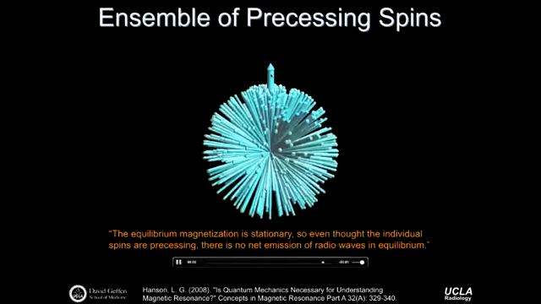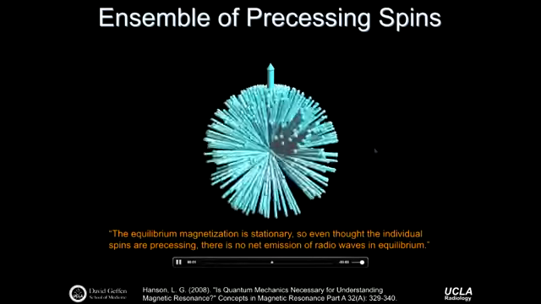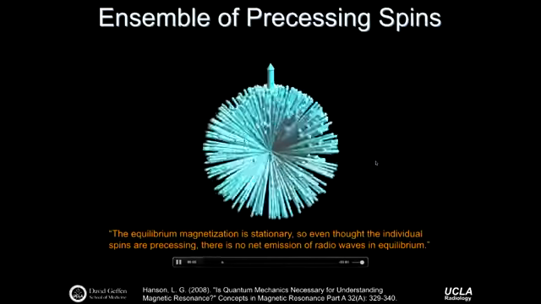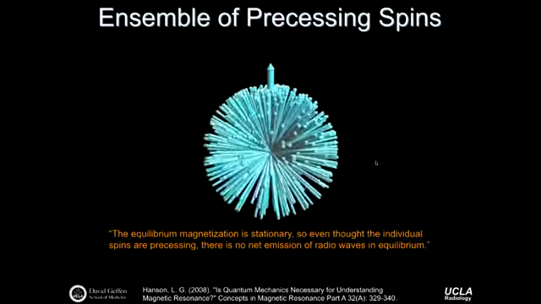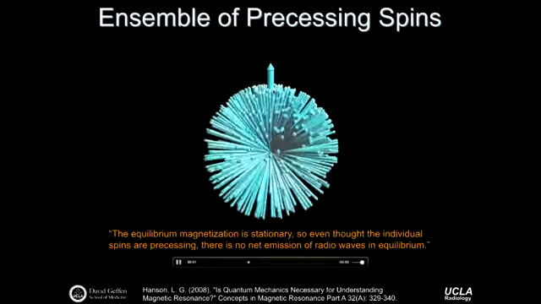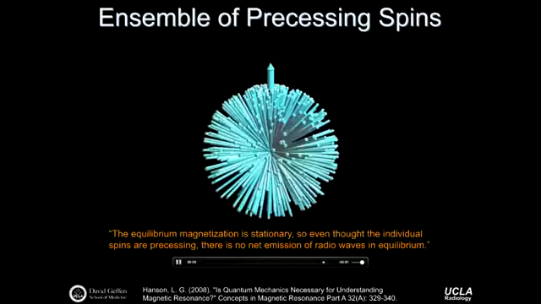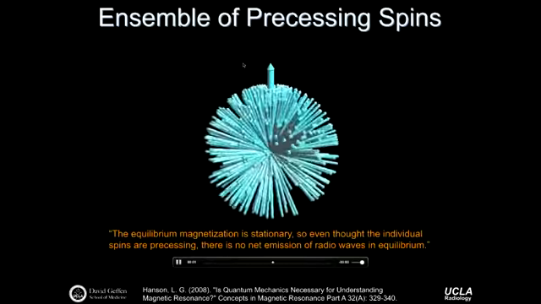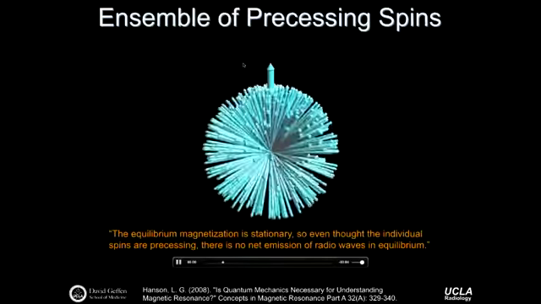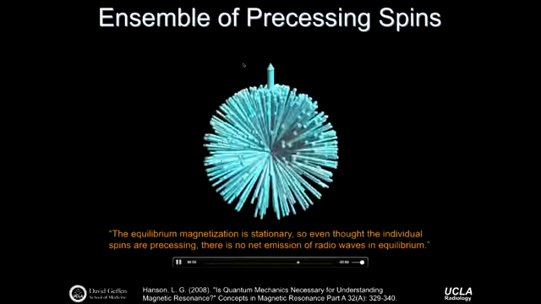And yet, at this point, if I put a receiver coil next to my sample, I wouldn't be able to measure anything. There's no net transverse magnetization. The only net magnetization I have at this point is strictly along the Z direction. And so this is the equilibrium magnetization when it's exposed to just the B0 field all by itself.